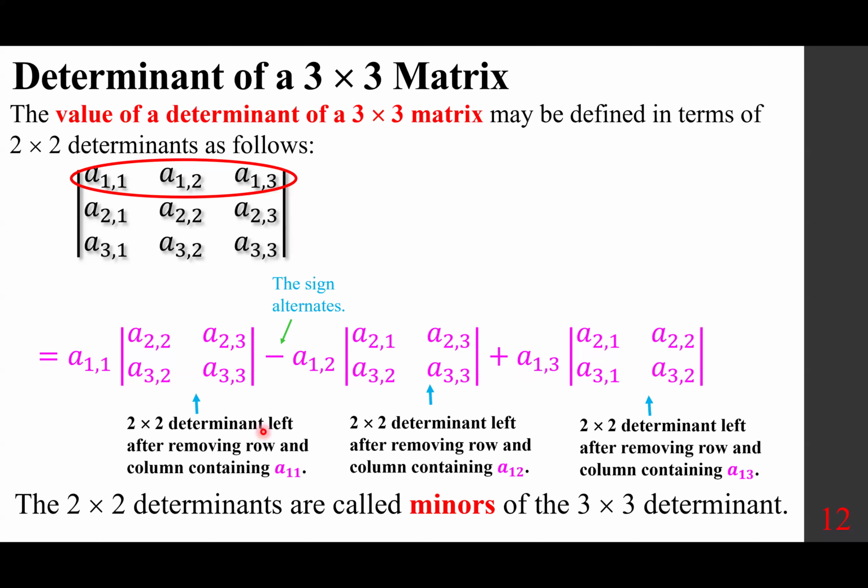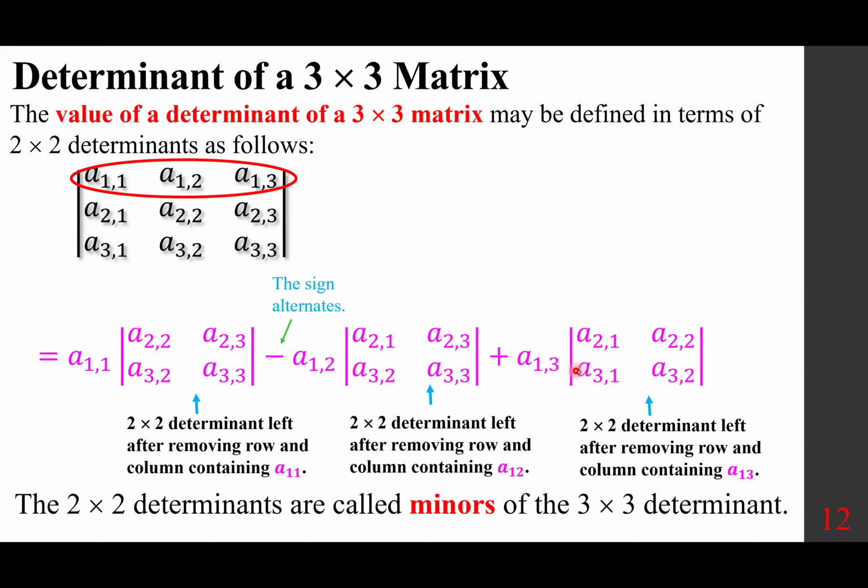This is the 2 by 2 determinant left after removing the row and column containing A11. This one, the 2 by 2 determinant left after removing the row and column containing A12. And this one, after we remove A13, the row and the column leaves you there. That's how you arrive at it.